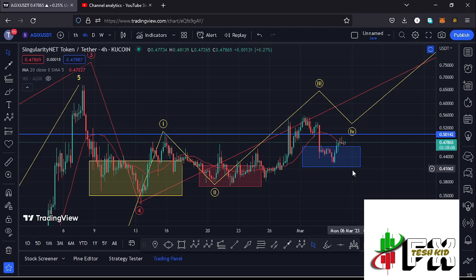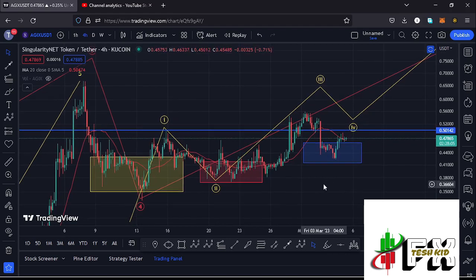We have also continued to obey the Elliott structures, where I still believe that whatever we are seeing over here is the start of this explosive move to the upside in the formation of this wave 3.